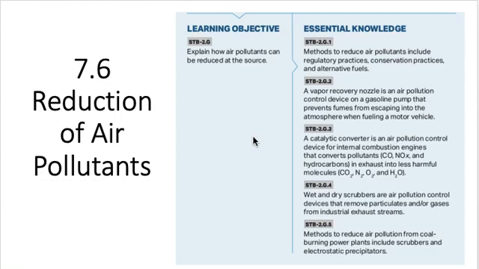Today we're going to talk about how we reduce air pollutants, right? Can you explain how air pollutants can be reduced at the source? Sometimes it includes regulatory, conservation, and alternative fuels. What are some of those methods specifically that we can use? Particularly at coal plants, what do we use? And how do those scrubbers and things that we use at coal plants change the chemicals to make them less toxic?